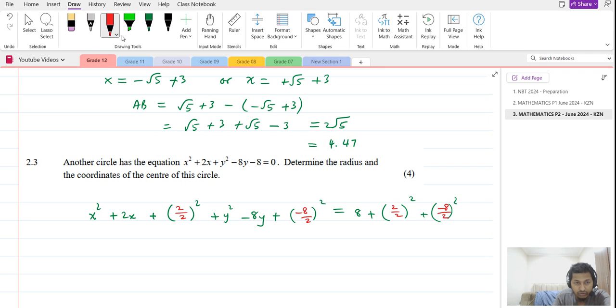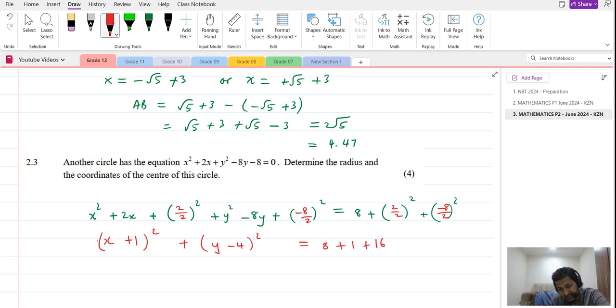So automatically this one here will become a perfect square. And how? We put an x here. What's the value of 2 over 2? Put inside here, that's plus 1. Automatically for these three terms, what's the value of minus 8 over 2? Minus 4, right? And what are you adding here? 8 plus 1 plus 16. 9 plus 16, which is 25, right?